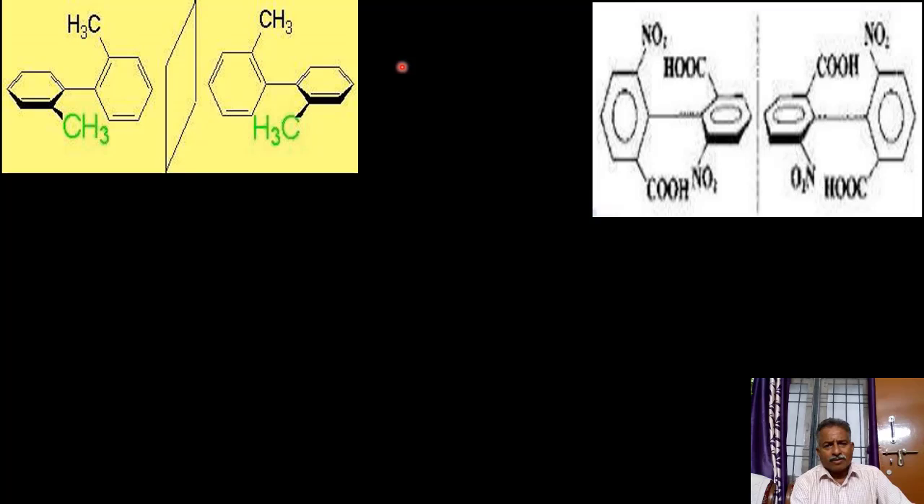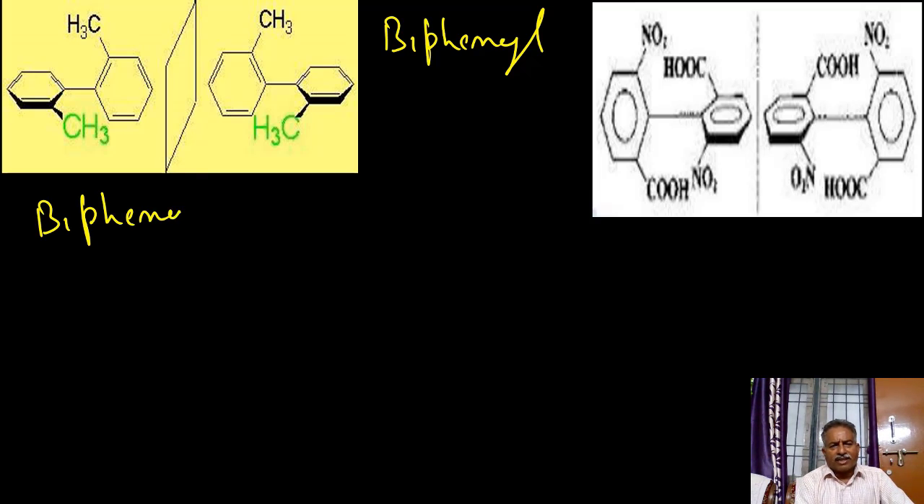Now let us see biphenyls. This is a biphenyl. So this is one compound and this is one compound. Observe these biphenyls here. The plane of one benzene ring is exactly perpendicular to the plane of the other benzene ring. In such cases, what happens? They show optical activity. So biphenyls show optical activity.